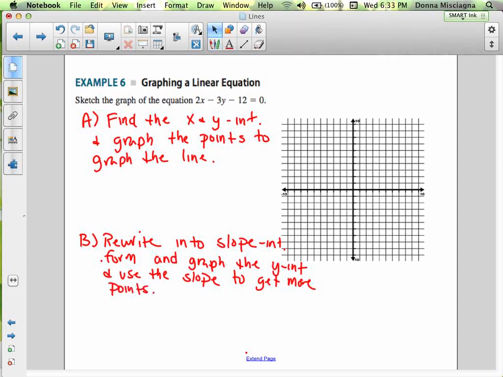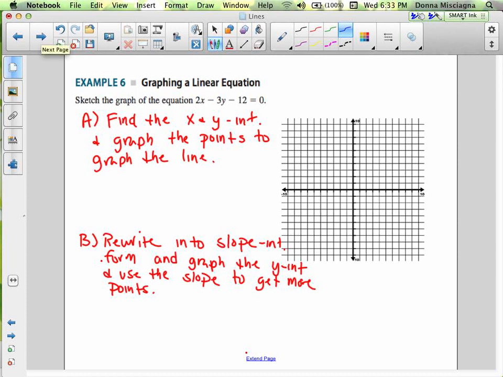Both of these use the y-intercept, so if your y-intercept's not an integer value, you're going to have to deal with that. If your y-intercept's not an integer value, then it's probably easier to graph the x and y-intercepts. If your y-intercept is an integer value, but your x-intercept's not, then it's probably easier to graph the y-intercept and use the slope to get more points. Let's use method A first, and then we can take a look at method B as well. All right, so finding the x and y-intercepts.